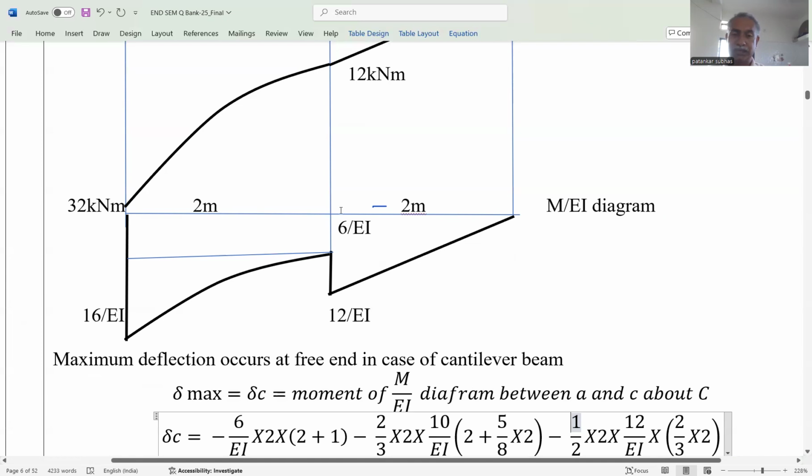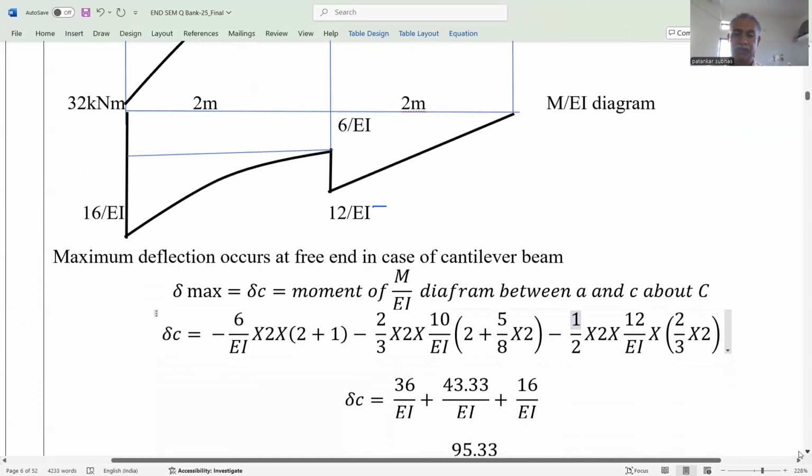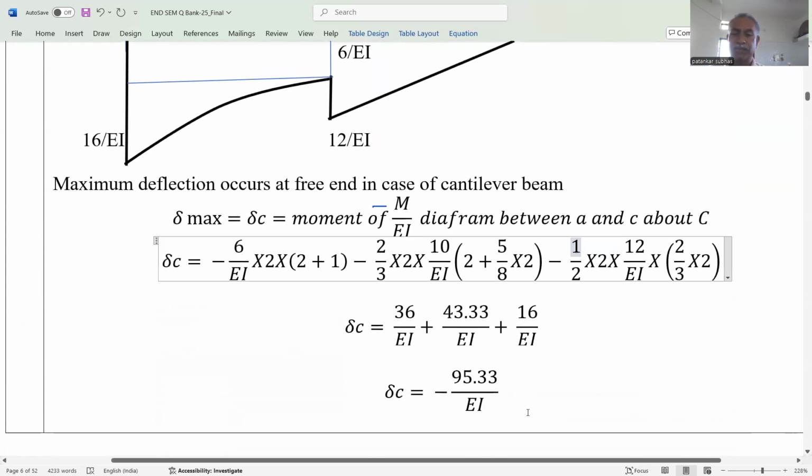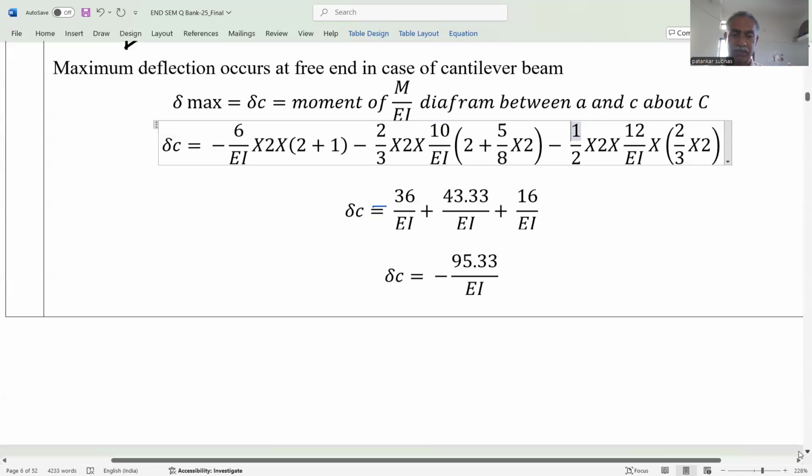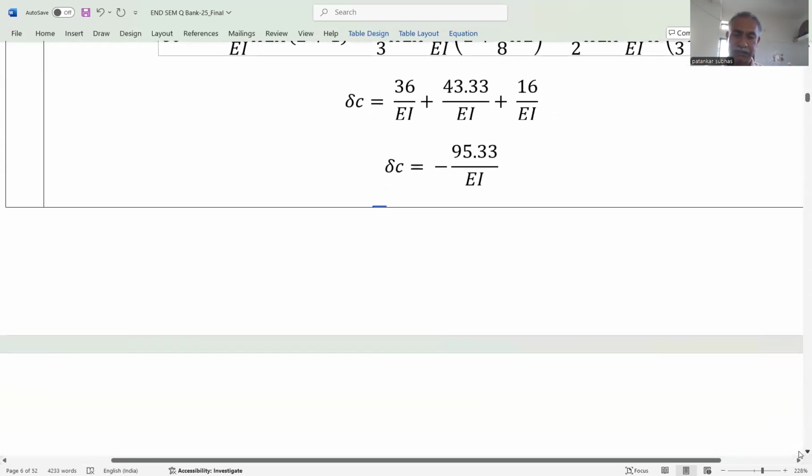Then third is the area of the triangle. Half, base is equal to 2 meter and height is equal to 12 by EI. With reference to this, again 2/3 of 2. That gives the deflection at C, which is 95.33 divided by EI. The minus sign indicates that the deflection is in the downward direction. So this is the third problem that we have discussed in detail.